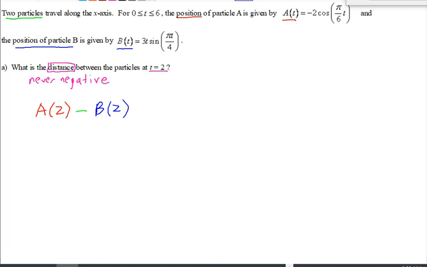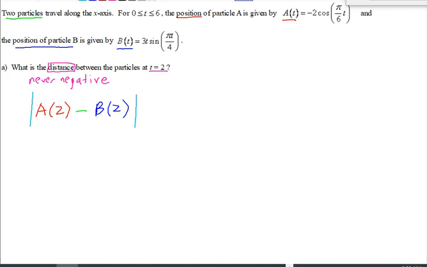So all you have to do to fix that, since distance is never negative, is just put absolute value signs around it. That way, whichever one you put first, the larger or smaller, the absolute value is always going to turn that difference into a positive answer. So that's all we have to find, a of 2 and b of 2.